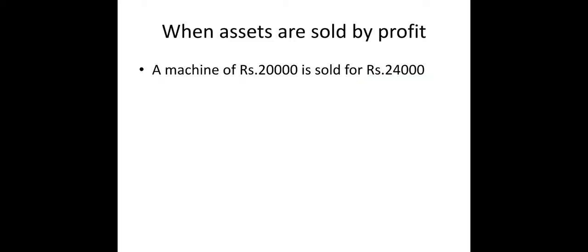Okay, let's see some transaction. Number 1, a machine of 20,000 is sold for 24,000. Okay, student, the price of machine is 20,000 but we are selling it for 24,000. That means there is a profit. There is a profit of 4,000. Okay, there is a clear profit of 4,000. સ્ટુડન્ટ 20,000નું મશીન 24,000માં વેચ્યું એટલે 4,000નો પ્રોફિટ થયો આપણને. કોઈ પાર્ટીનું નામ નથી એટલે કેશ ટ્રાન્ઝેક્શન છે.